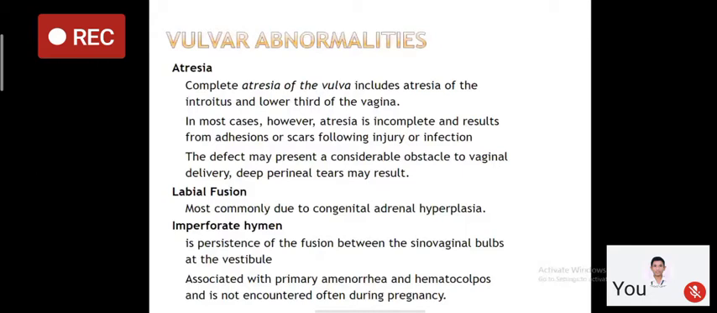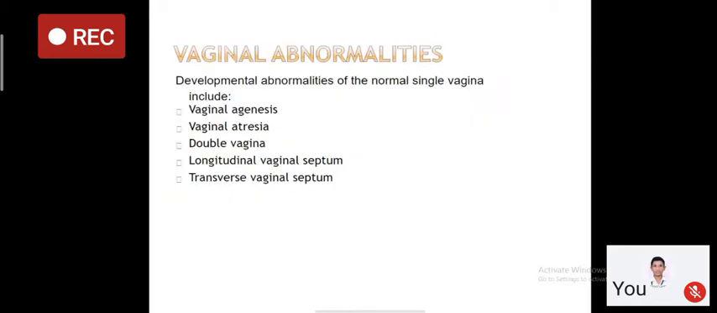Imperforate hymen. It is a persistence of the fusion between the sino-vaginal bulbs at the vestibule, associated with primary amenorrhea and hematocolpos, and is not encountered often during pregnancy. Vaginal abnormalities. Developmental abnormalities of the normal single vagina include vaginal agenesis, vaginal atresia that could lead to a double vagina, longitudinal vaginal septum, transverse vaginal septum.